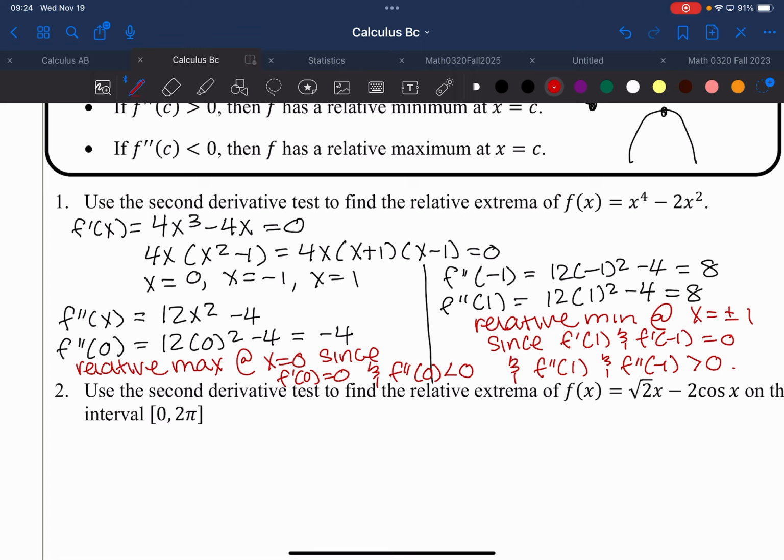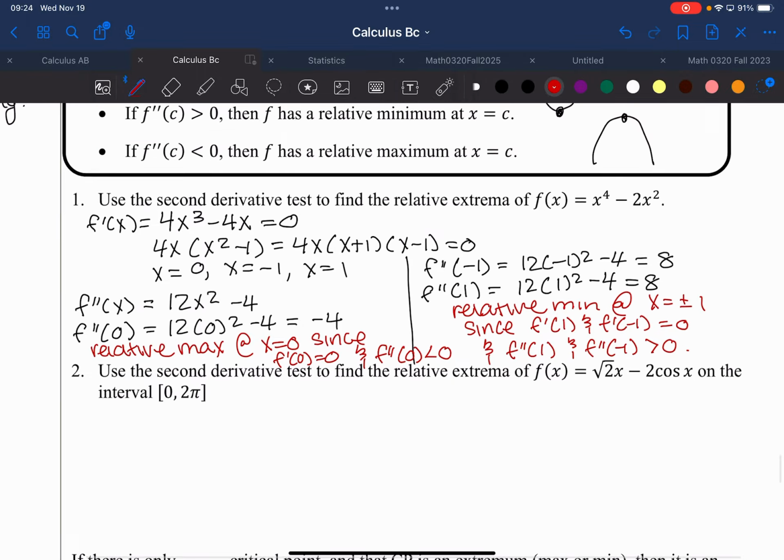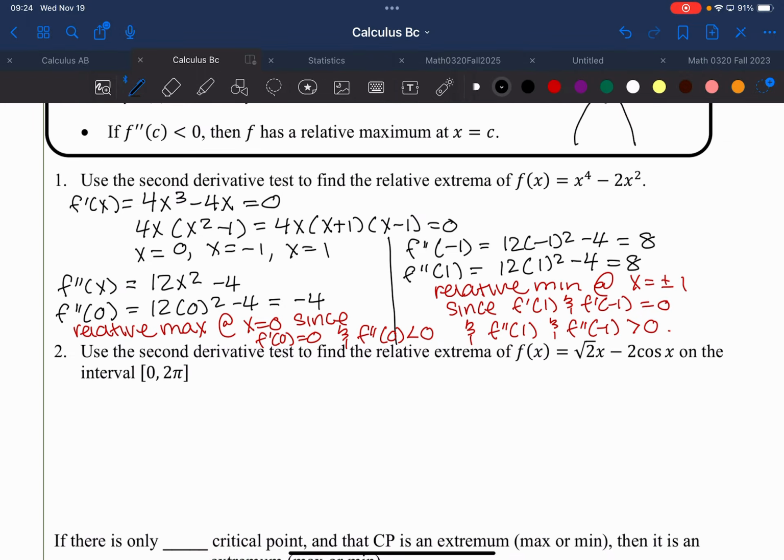Preferably, we would want to use the definitions of first and second derivative tests to justify, but if you want to talk about concavity, that would also get you the point for justification. Okay, any questions on 1? Okay.